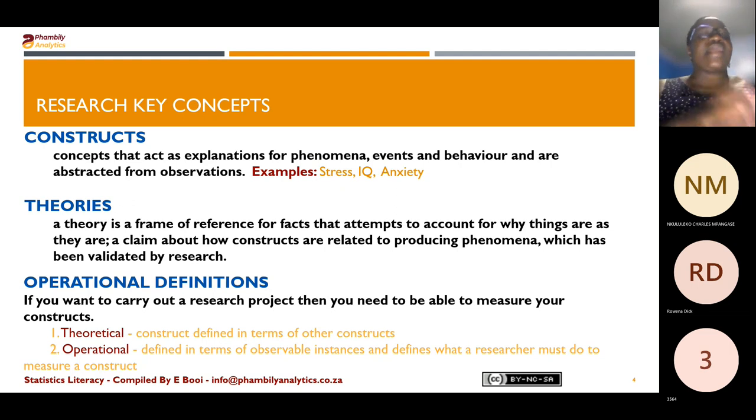Mostly, it's a claim about how constructs are related to that phenomena, which has been validated by research previously. So theories come from when other people have done research. They may come up with a theory and say, when I was doing my research, this is what I've observed, and this is the theory that we can base what is happening on. And then you use those theories and create assumptions to test if those theories are correct, based on the research that you are trying to do.